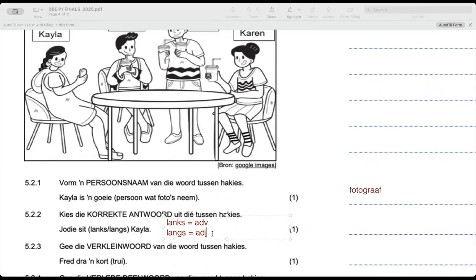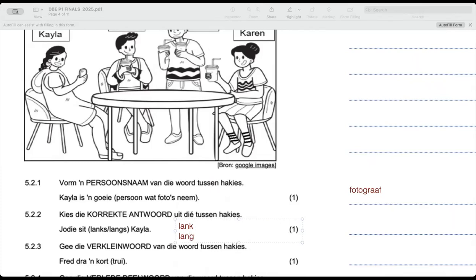So what you would need to do here, actually, sorry, I've misread this question. You're looking for a preposition. So here you've got your preposition because it's where are they sitting. So it's langs.